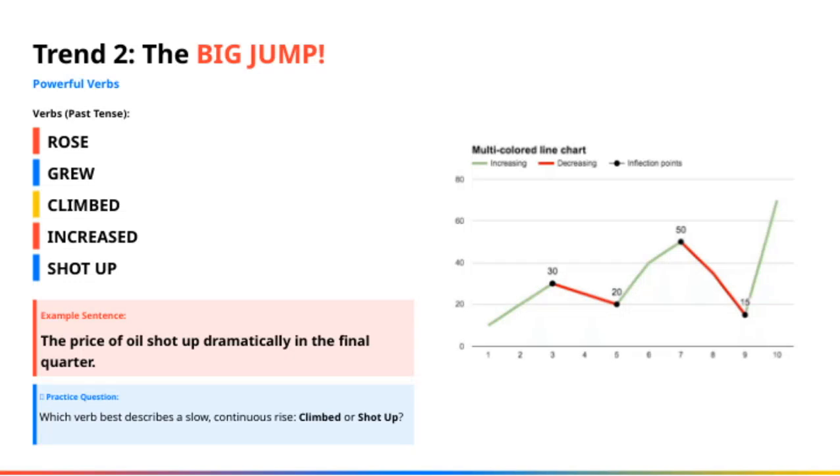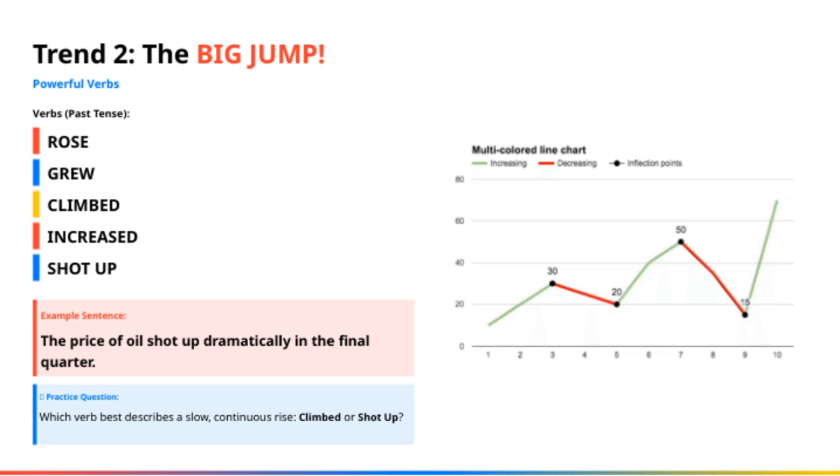Let's look at a key question here. Which verb best describes a slow, continuous rise? Is it climbed or shot up? This is a great way to understand how different verbs convey different types of movement. Now, in the practice question, we see that the price of oil shot up dramatically in the final quarter. That indicates a rapid and significant increase. The example sentence uses shot up, which is a powerful verb. It shows a sudden, sharp jump.